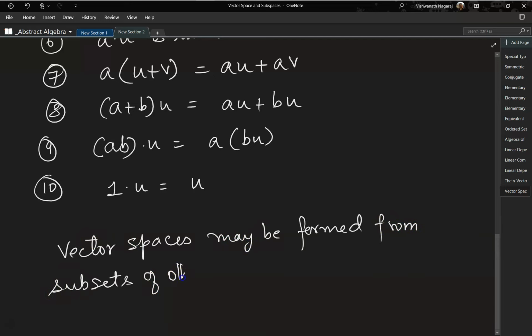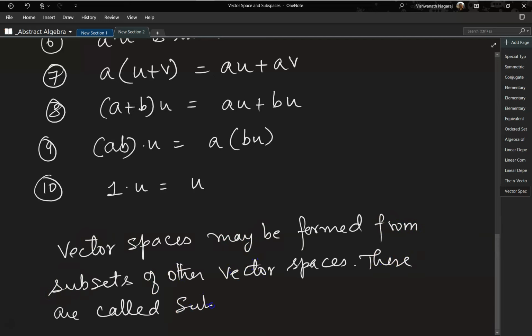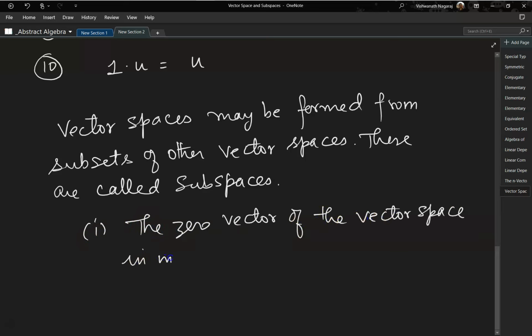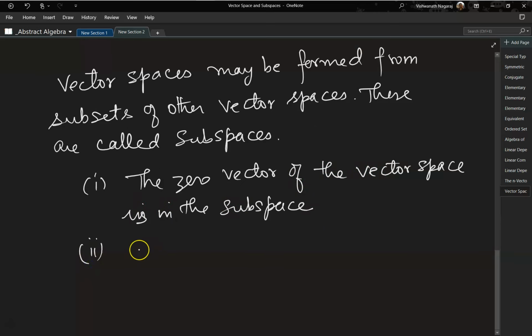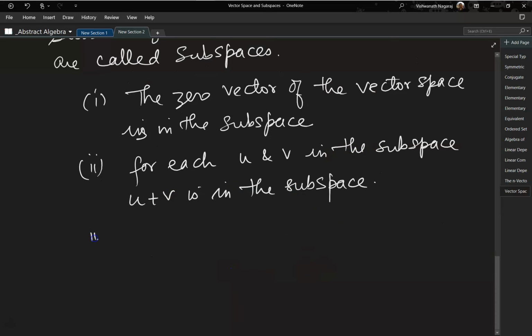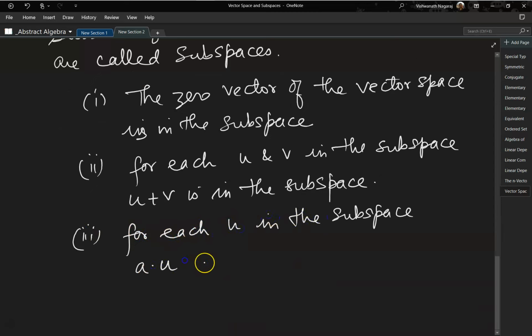Now apart from this, vector spaces may be formed from subsets of other vector spaces. These are called subspaces, and the conditions that have to be satisfied for a subspace are, first, that the zero vector of the vector space is in the subspace. Second, for each u and v in the subspace, u plus v is in the subspace. And finally, for each vector u in the subspace, a times u is in the subspace.